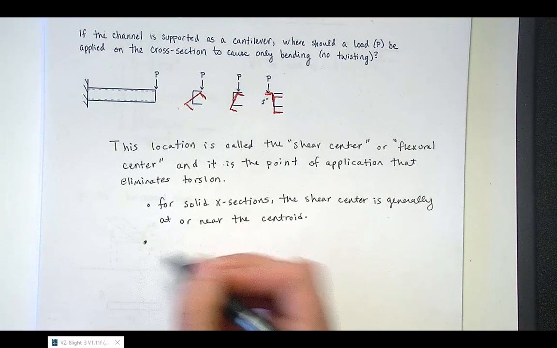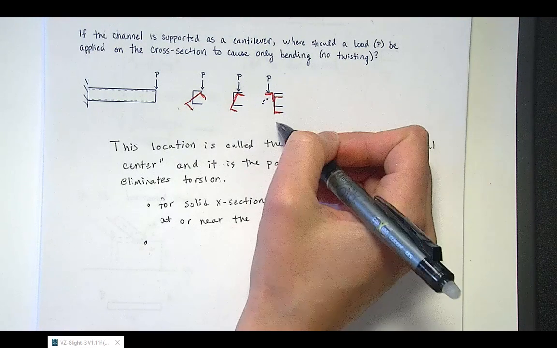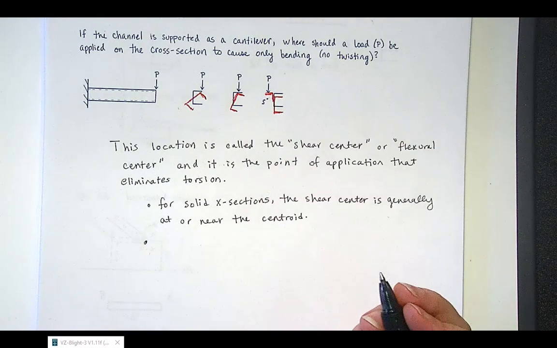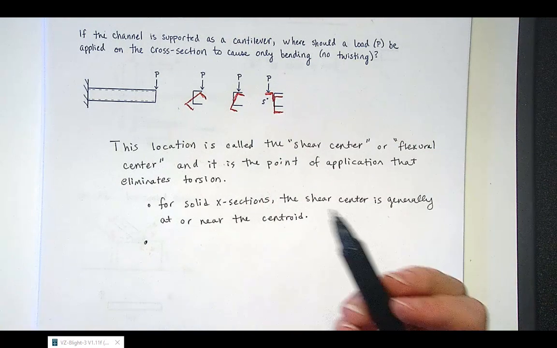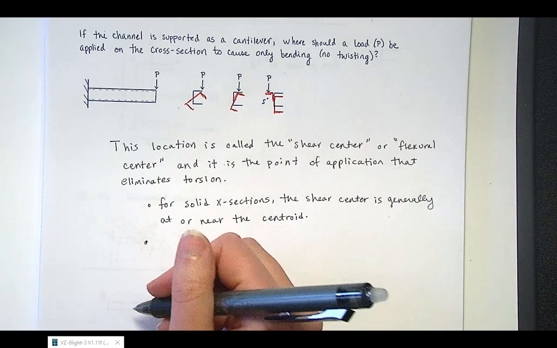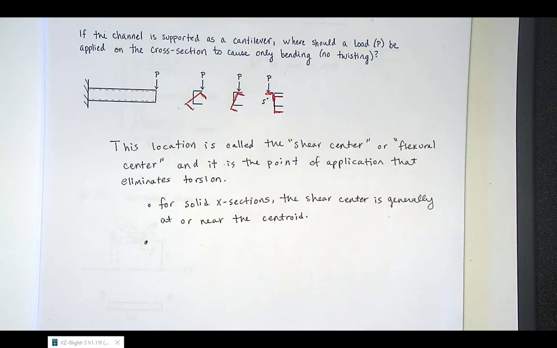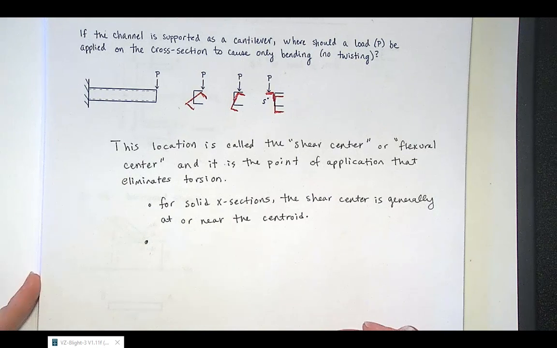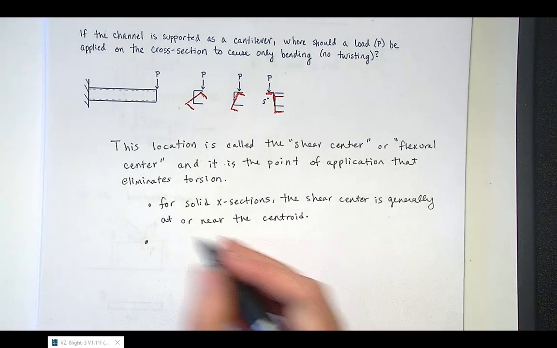So for open, thin-walled sections like this channel, the shear center is usually off of the section in a lot of cases, and in any case, for any thin-walled sections, the location of the shear center is important and can be a really crucial consideration for design so that you avoid unwanted twisting.